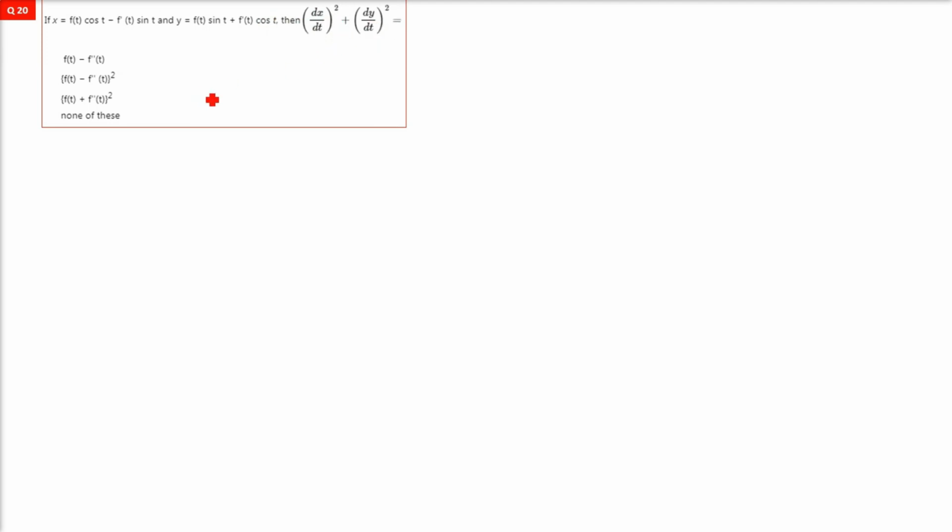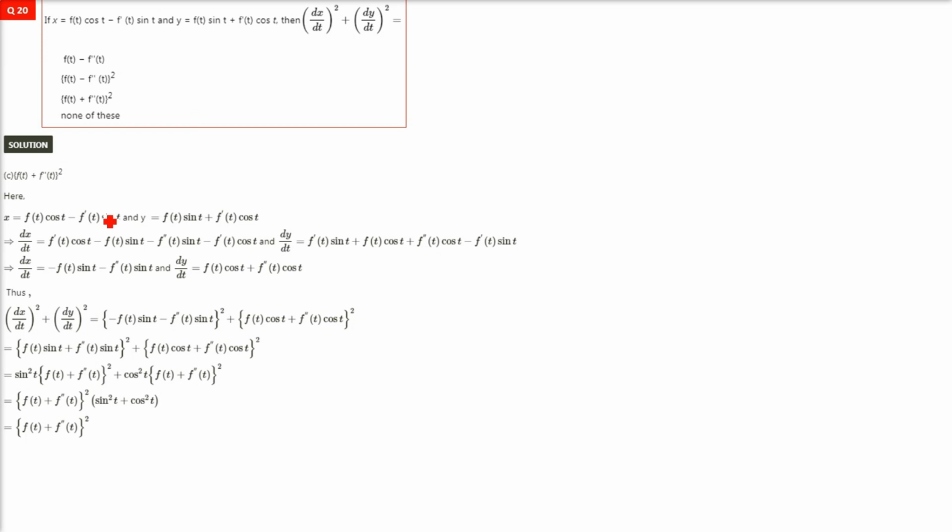We have already done part of these questions in our previous discussions. So let us see how we go about it. Just differentiate it and put it in the formula being given, (dx/dt) whole square plus (dy/dt) whole square. So let us start.